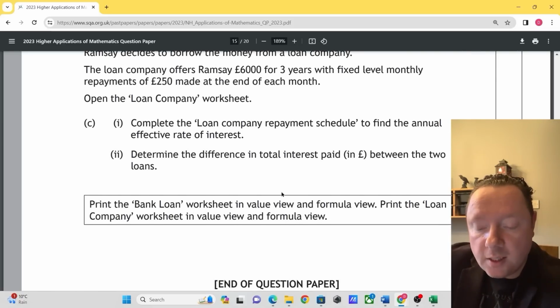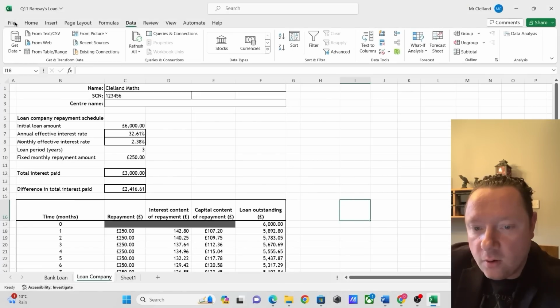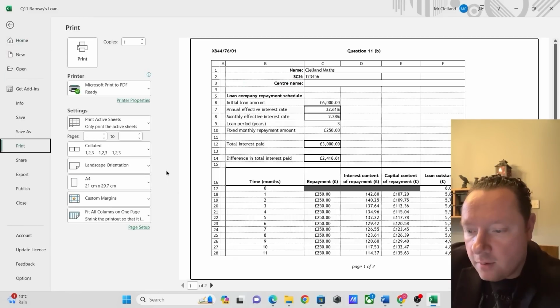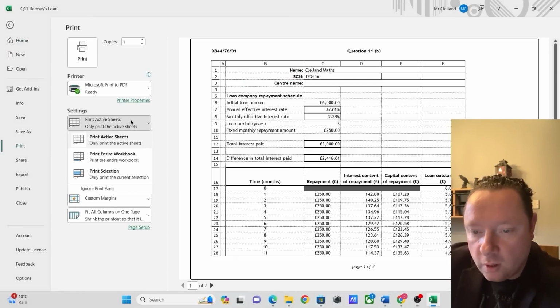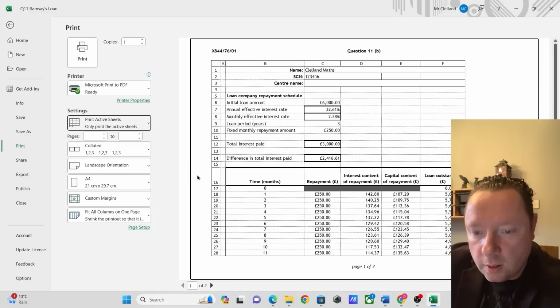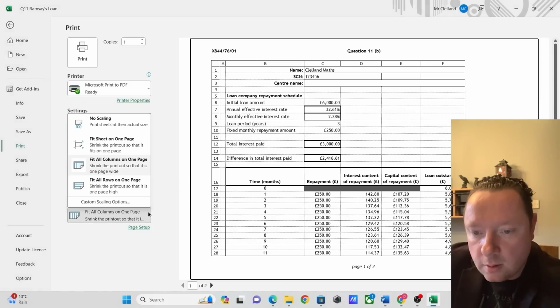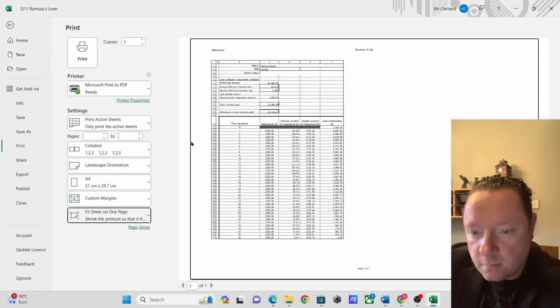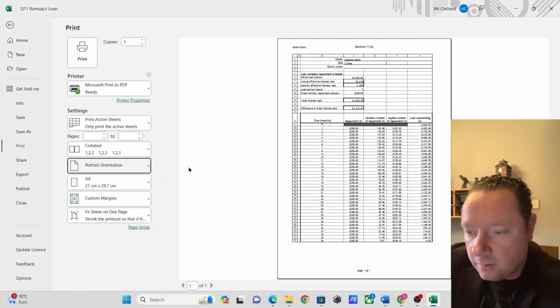So again, we're just printing this bank loan worksheet in value view and formula view. So just a reminder, you go File, Print. There's the page, but we want it on one sheet only. So we go to Fit Sheet on One Page. Check if one looks better. I think that one looks better. And then we just print that. Now we want Formula View.